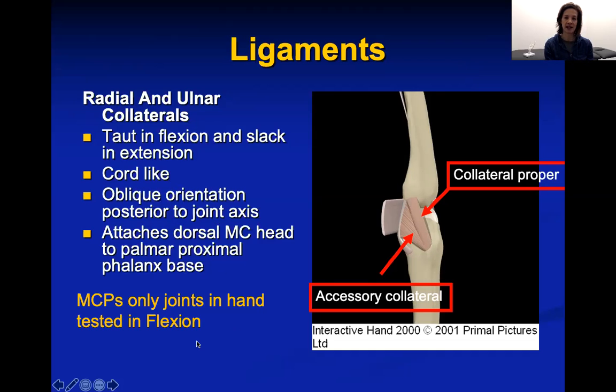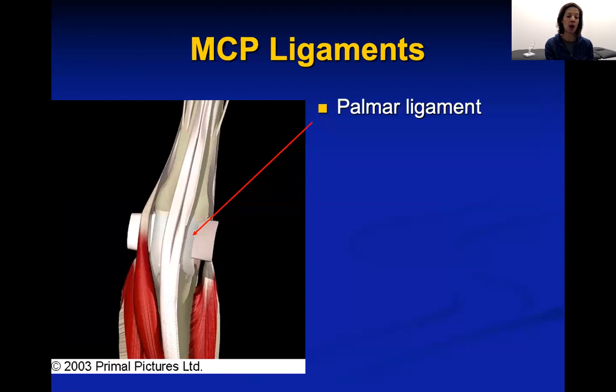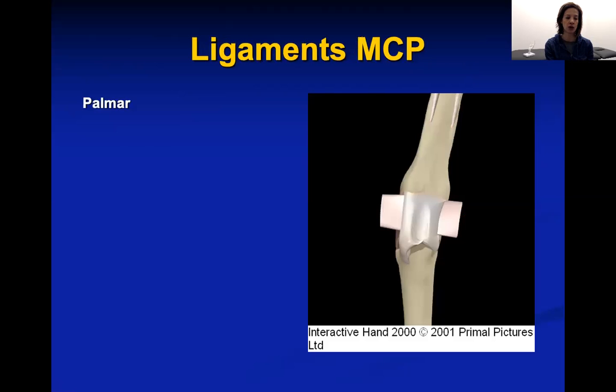The MCPs, like I said, are the only joints in the hand tested in flexion. These are the collateral ligaments. We have the palmar ligaments as well for the MCP joints.